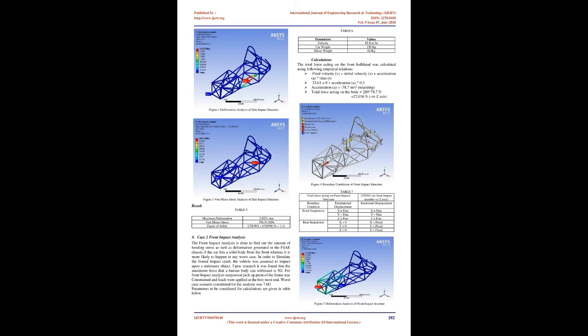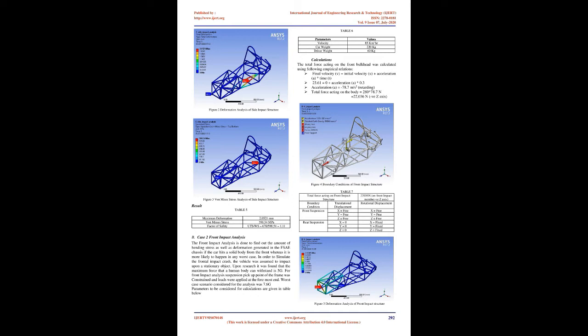Types of analysis performed are as follows. 1. Static structural analysis. 2. Torsional analysis. 3. Bending analysis. 4. Modal analysis. Static structural analysis is performed on 2 different cases of the chassis. The 2 different cases are as follows. Case 1, side impact. Case 2, front impact.